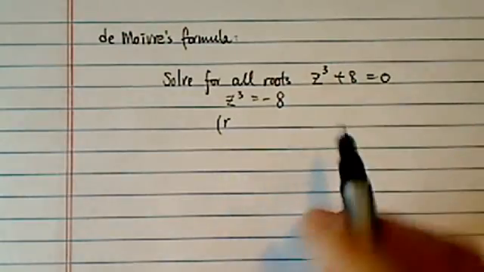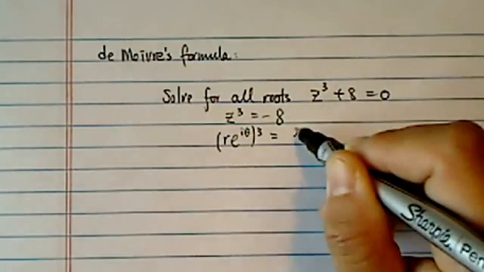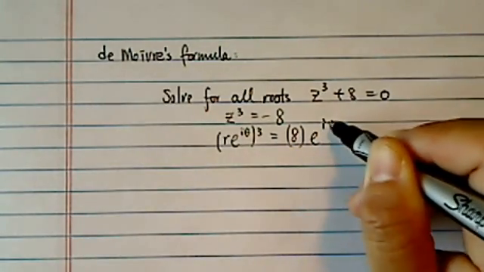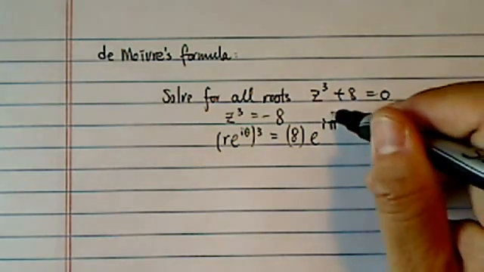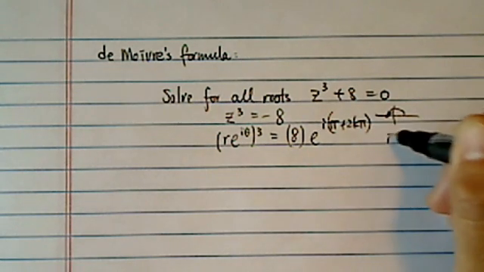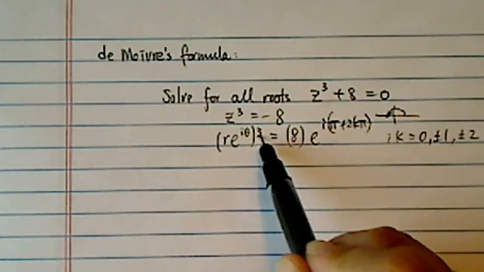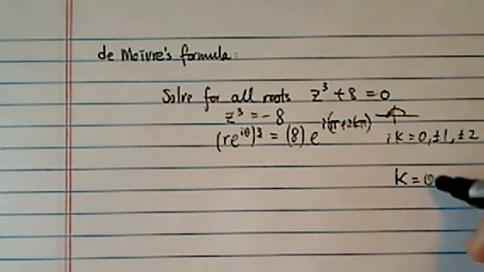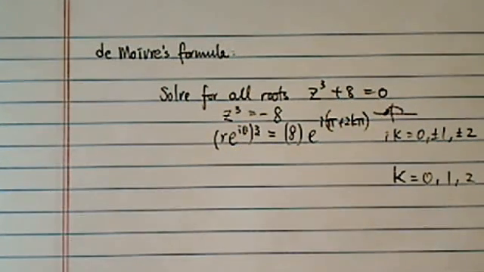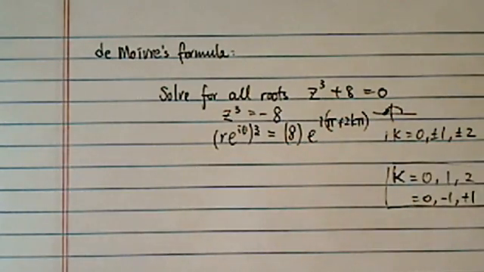Let's put it into the complex form, so it's (r e to the i theta) to the third equal to 8 e to the i pi. The reason is this side is negative here and it's 180 degrees. And technically I should write a 2k pi over here, where k is equal to 0, plus or minus 1, plus or minus 2. Now when we're solving for a cubic root here, we're actually just going to have 3 of them: 0, 1, 2. Alternatively, you can have minus 1, 0, 1.